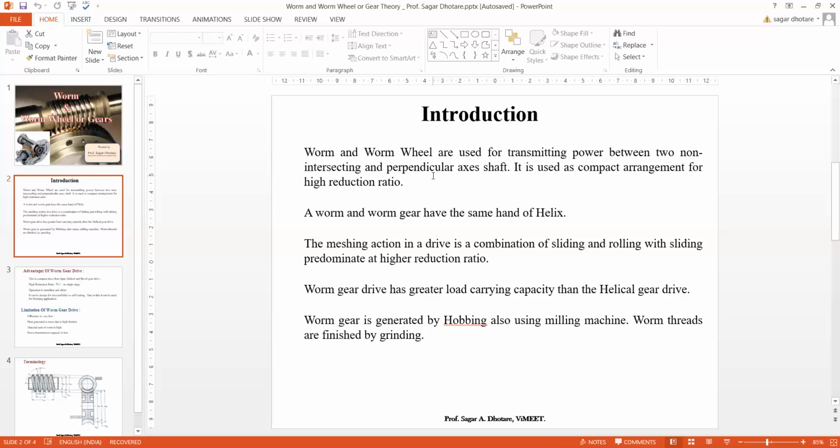Next, the worm gear is generated by the hobbing process as well as the milling process, with the help of a single point cutting tool or milling tool, using a disc cutter. The worm threads are normally finished by using a grinding machine.